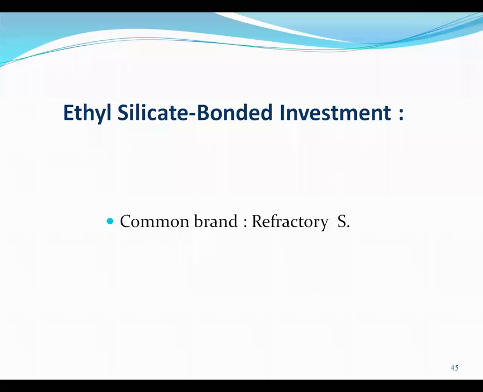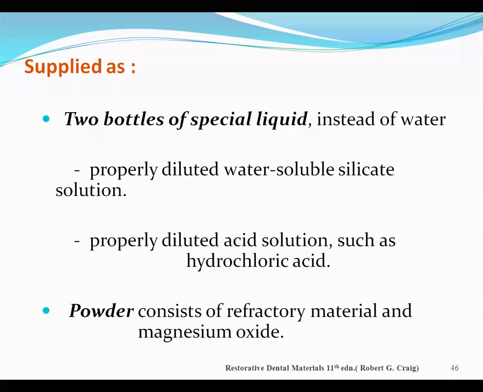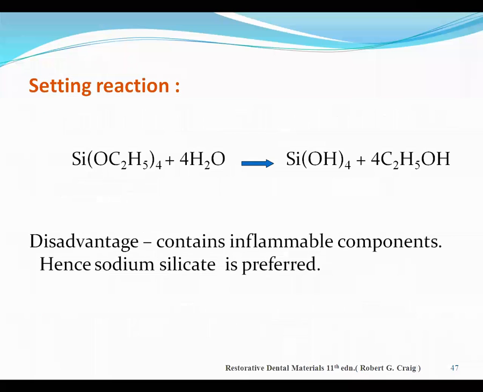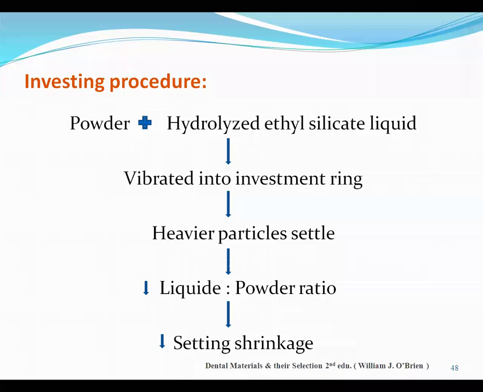Now the ethyl silicate bonded investment material. Here it is supplied as two bottles of special liquid instead of water: a properly diluted water soluble silicate solution, and a properly diluted acid solution such as hydrochloric acid, and the powder consists of refractory material and magnesium oxide. This is the setting reaction. The disadvantage is that it contains inflammable products, hence sodium silicate is preferred. Then the investing procedure. Here the powder plus hydrolyzed ethyl silicate liquid is mixed and vibrated into the investing ring.